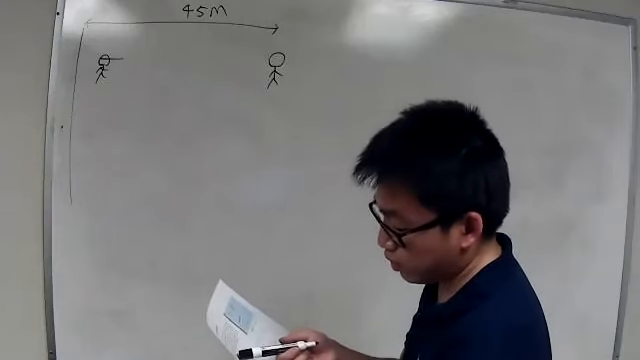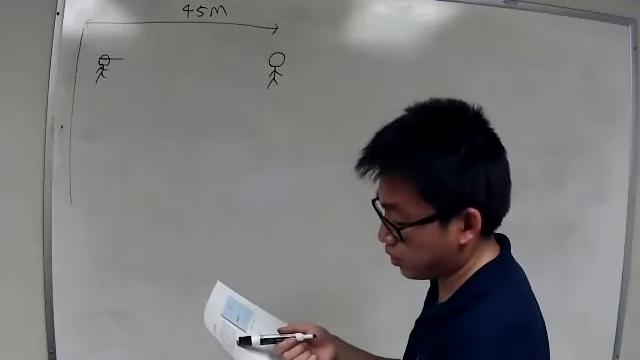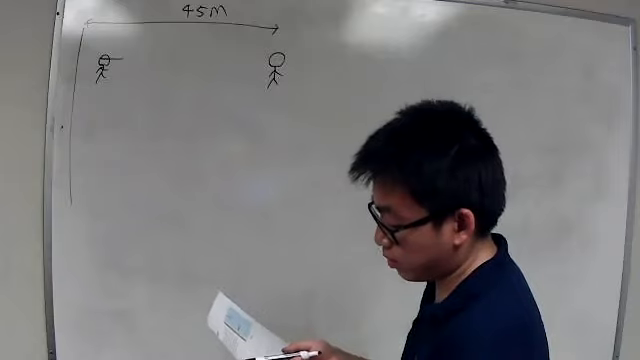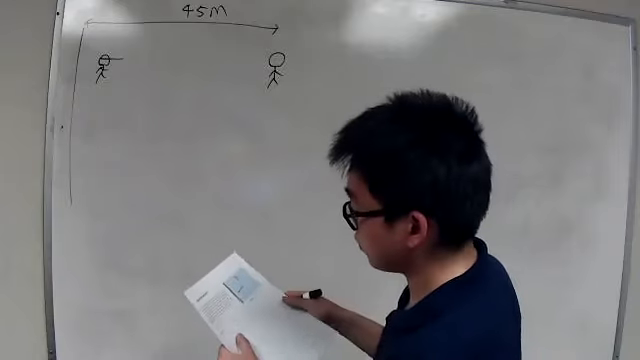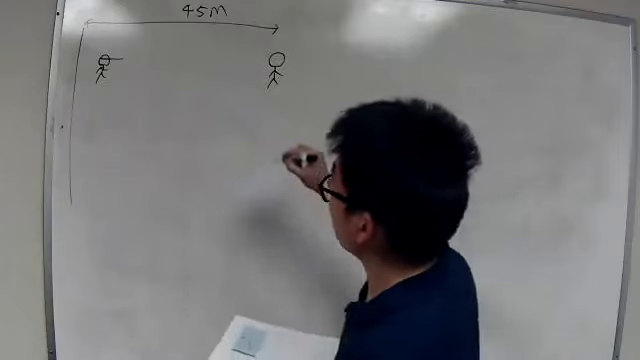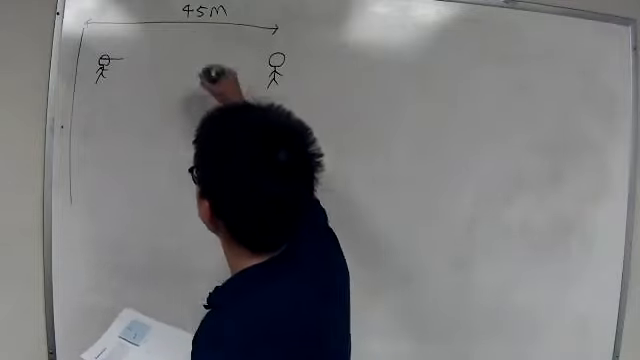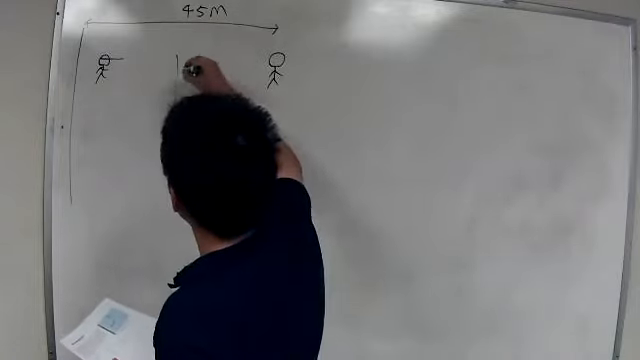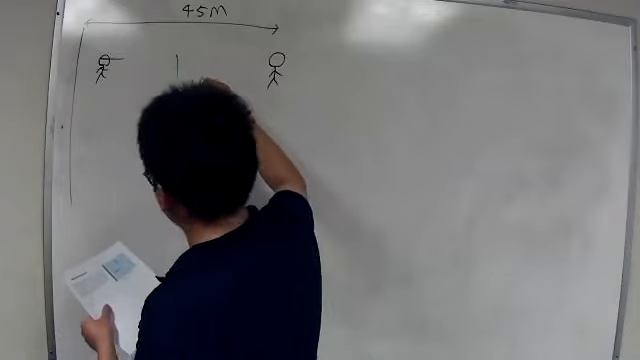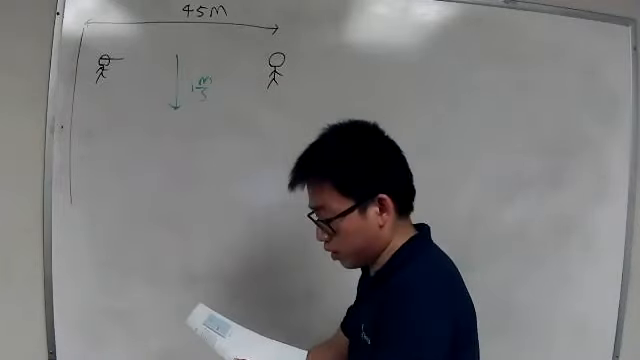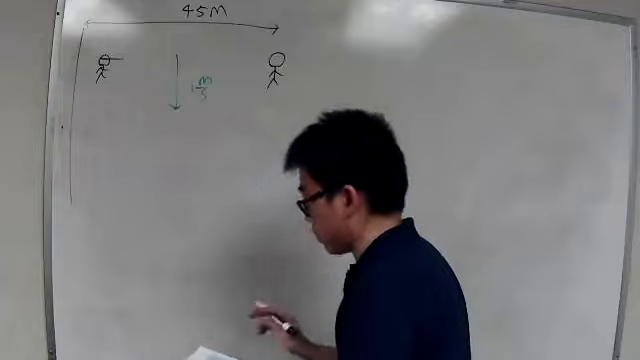Then it says, if the lifeguard can swim at a speed of 2 meters per second relative to the water, how long does it take to reach the child? And the water is moving down like this. We'll just say the water is 1 meter per second this way. How far downstream does the lifeguard intercept the child?